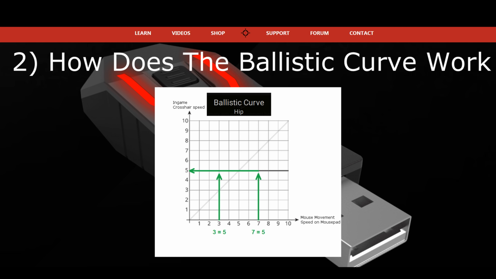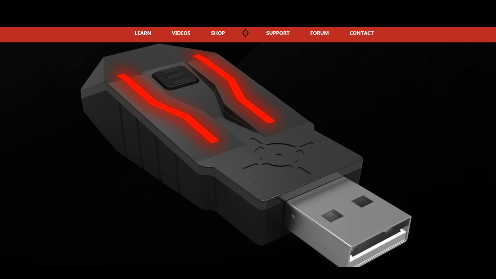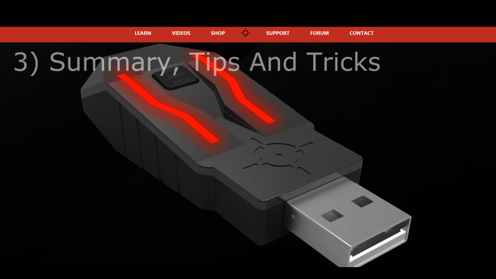But what does this curve do? Did you figure it out already? You can pause the video here if you would like to think about it. The answer is that no matter with what speed you move your mouse on the mousepad, slow, medium or fast, your crosshair will always move with 50% speed in the game. This obviously is not a very good curve at all, but it is a great example to understand curves in general. Now let's recap and summarize.